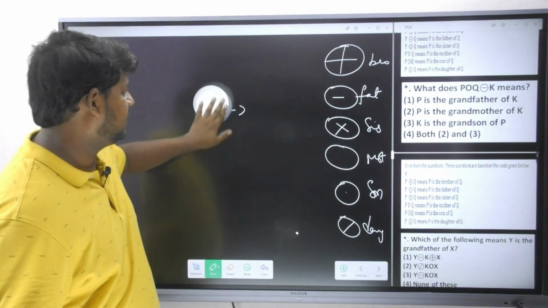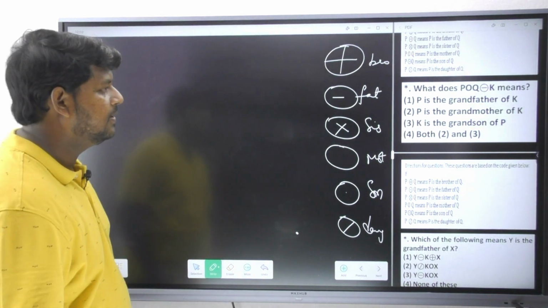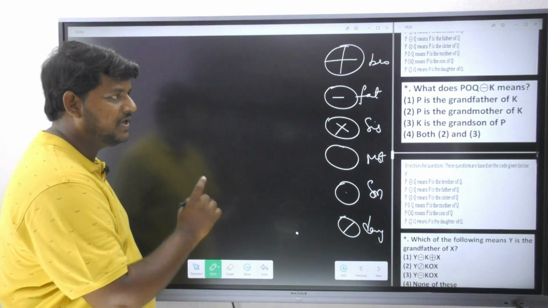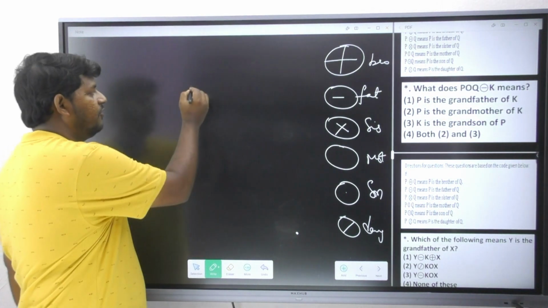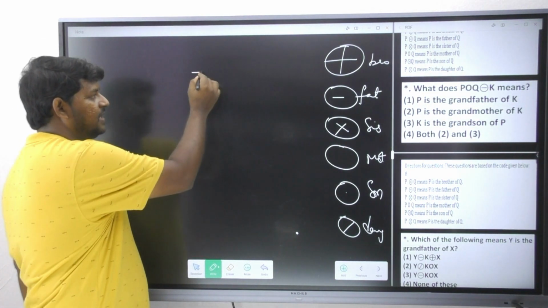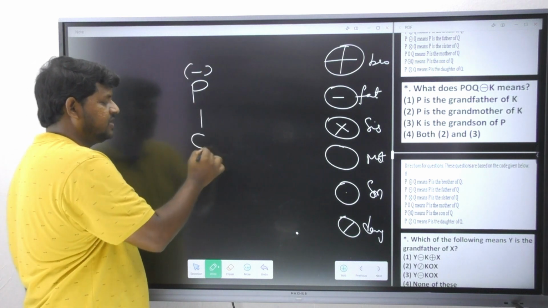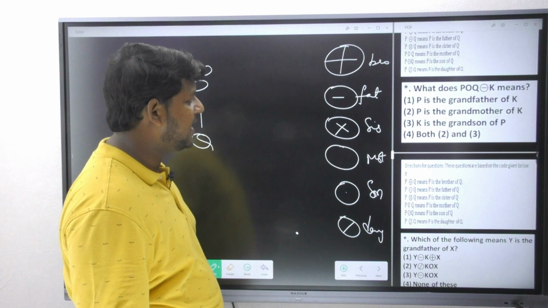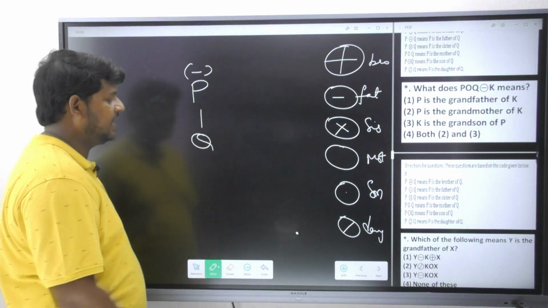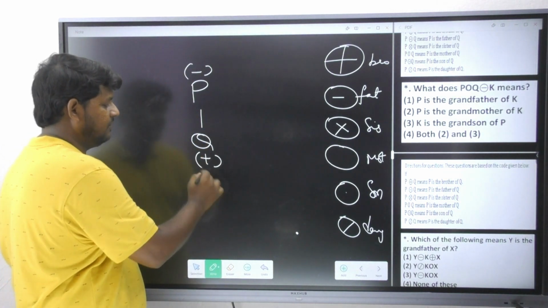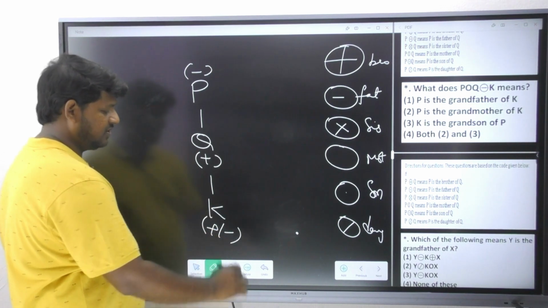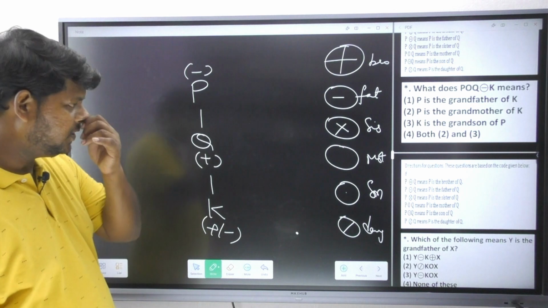What is the next question saying? P circle Q. Circle is nothing but P is the mother of Q. When P became the mother, I can confirm the gender of P as female. Next, Q minus. Minus is indicating Q is the father of K, but you cannot say the gender of K. Now let's go with the options.